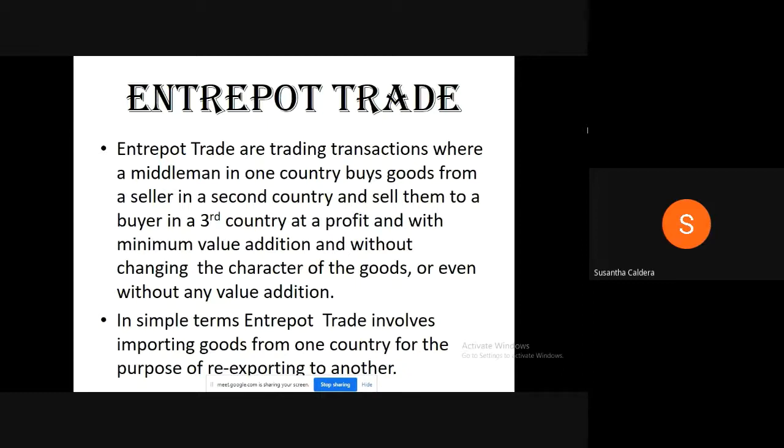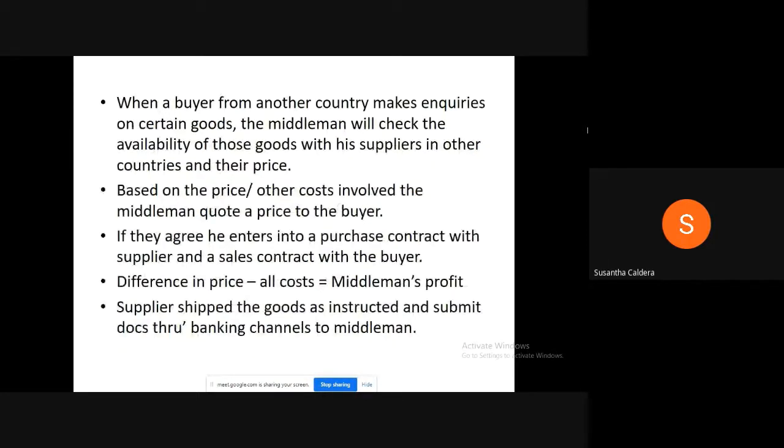Right? When a buyer from another country makes inquiries on certain goods, the middleman will check the availability of those goods with his suppliers in another country, and their price. Who is the middleman here? Chinese guy, Sri Lankan guy, or German guy? Sri Lankan guy. The Sri Lankan guy is the middleman.